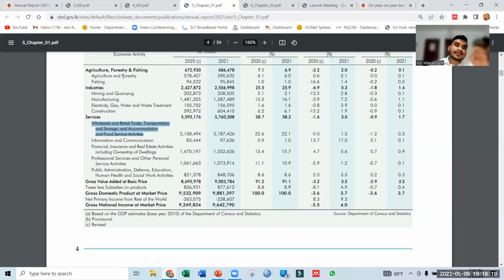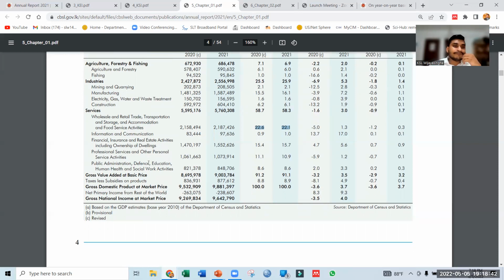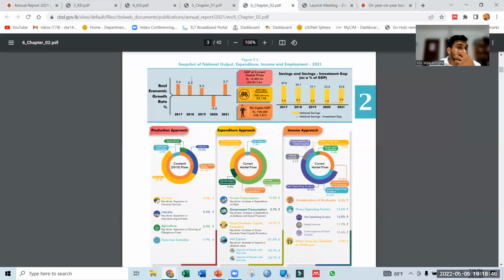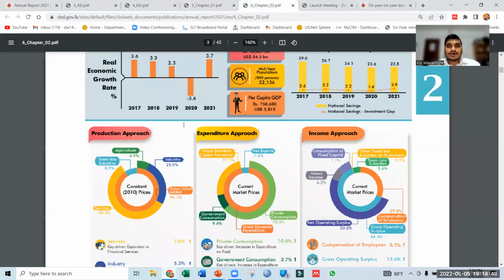Because the others are separate groups, agriculture, mining and quarrying, manufacturing, but this part of services is directly related to commerce. And then you see information and communication is 0 point something, but look, it has not improved much compared to the previous year 2020, which we need to improve, right? So that is the GDP contribution percentages and this is a quick snapshot of last year.